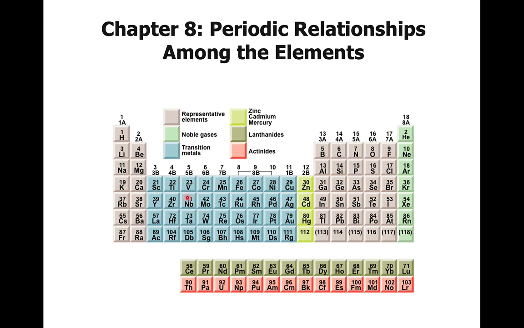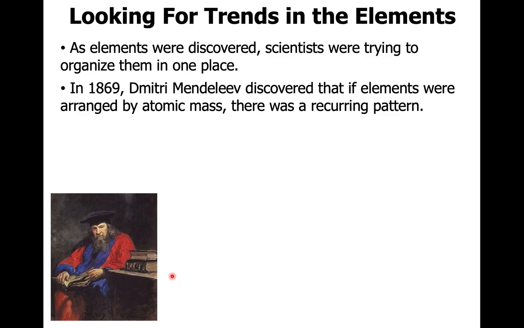This here in the middle can be referred to as the transition metals. Down here at the bottom, lanthanides and actinides. Let's go through in detail and talk a little bit about this. The first thorough periodic table was actually put together by Dmitry Mendeleev.